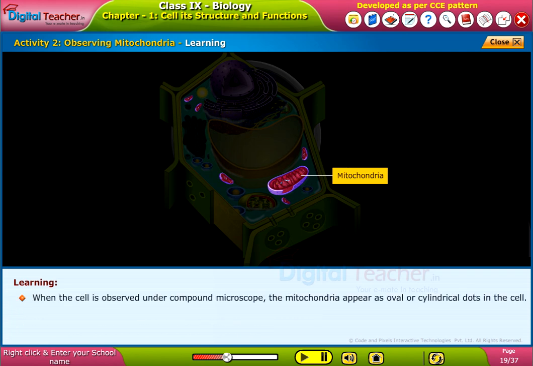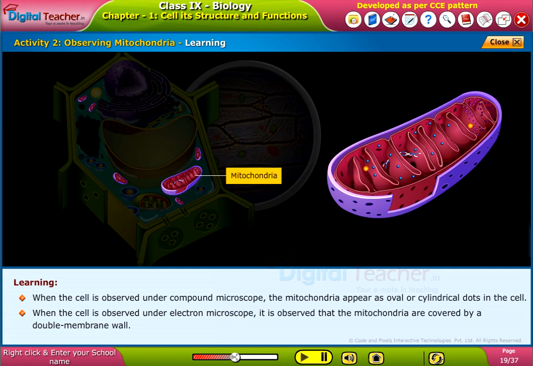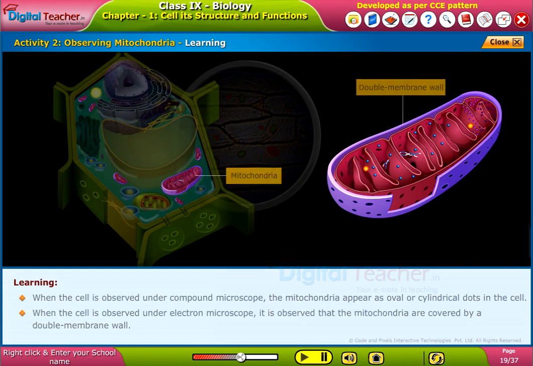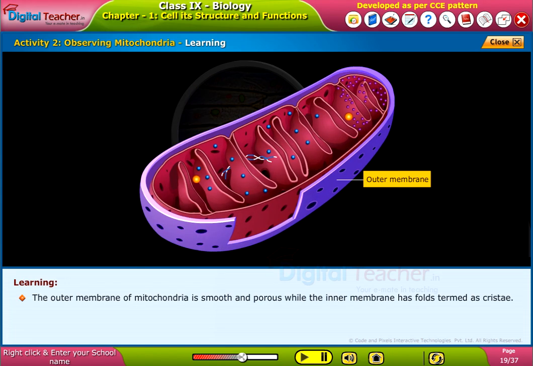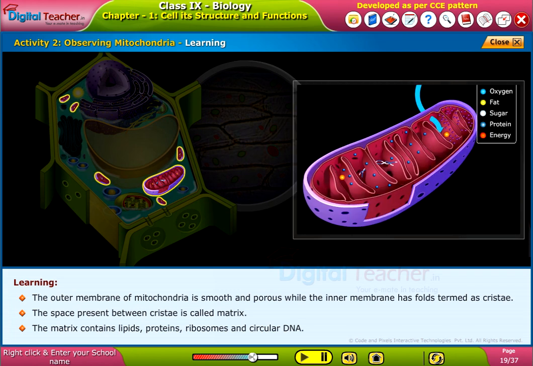When the cell is observed under compound microscope, the mitochondria appear as oval or cylindrical dots in the cell. When the cell is observed under electron microscope, it is observed that the mitochondria are covered by a double membrane wall. The outer membrane of mitochondria is smooth and porous, while the inner membrane has folds termed as cristae. The space present between cristae is called matrix. The matrix contains lipids, proteins, ribosomes, and circular DNA.